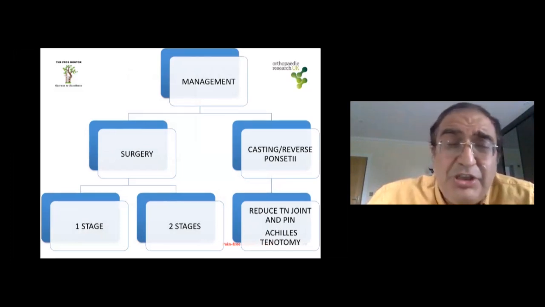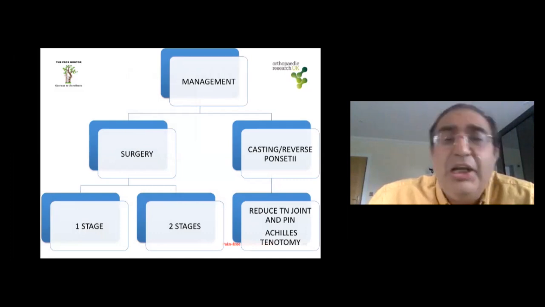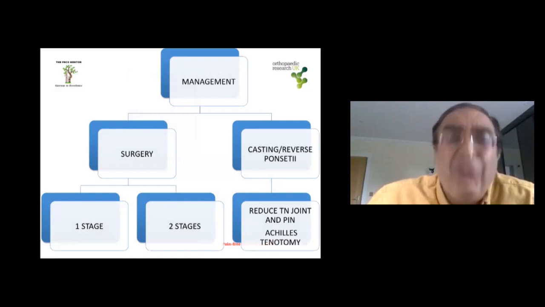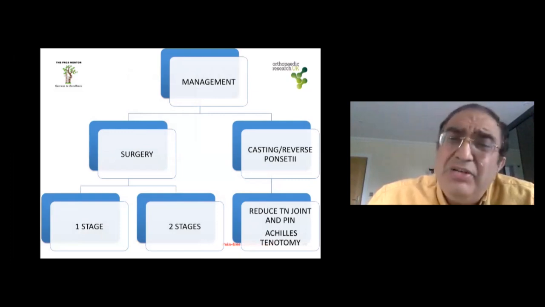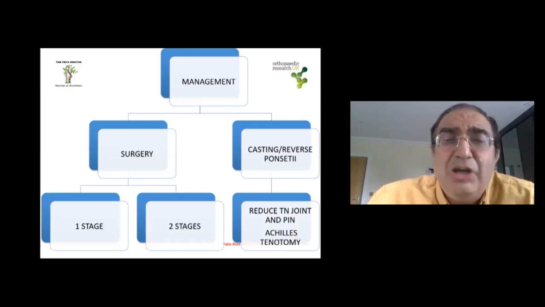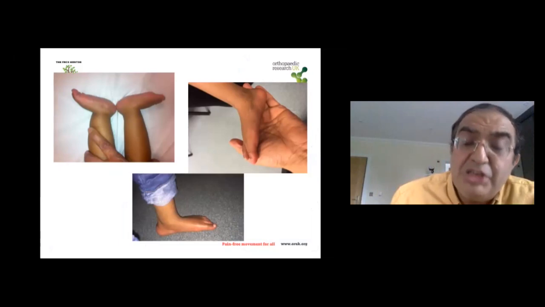Management of the congenital vertical talus was, so far, usually surgery, where you can do a 1-stage or a 2-stage procedure, with a large Cincinnati incision and a lot of soft tissue and bony releases to reduce the talonavicular joint. But they found that surgery, unfortunately, results in a very stiff foot. So now Dobbs, that's D-O-B-B-S, has gone for serial casting, which is called the reverse Ponseti. In clubfoot, you have Ponseti; here you have reverse Ponseti. You do the serial casting to reduce the talonavicular joint, and then an Achilles tenotomy to correct the equinus in the ankle.